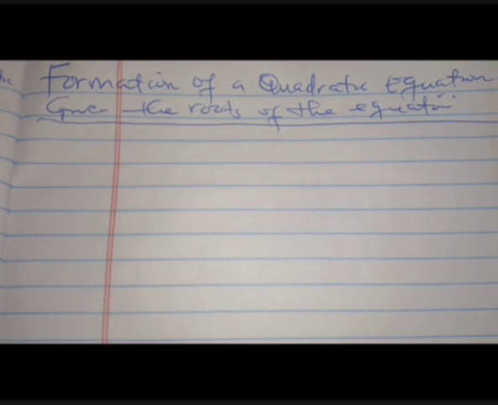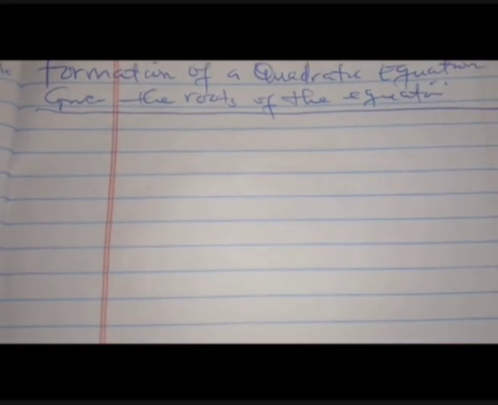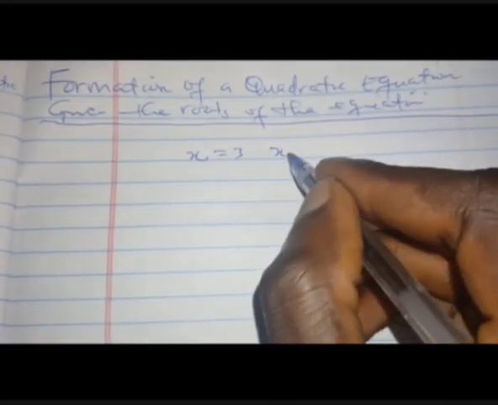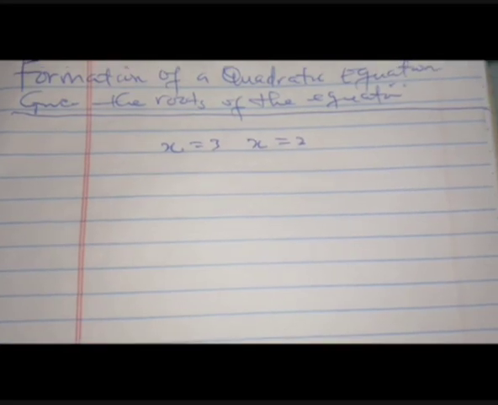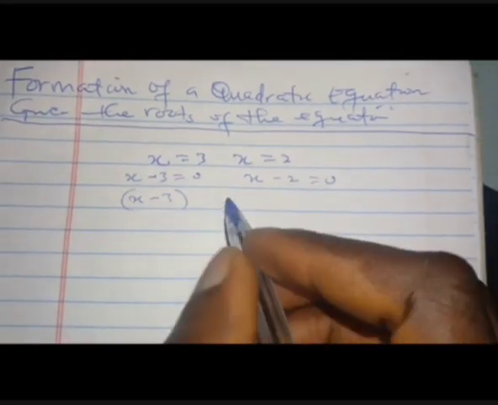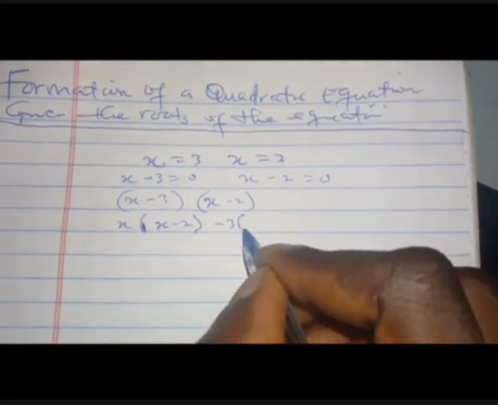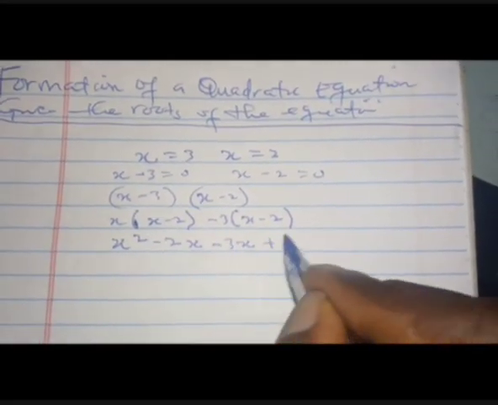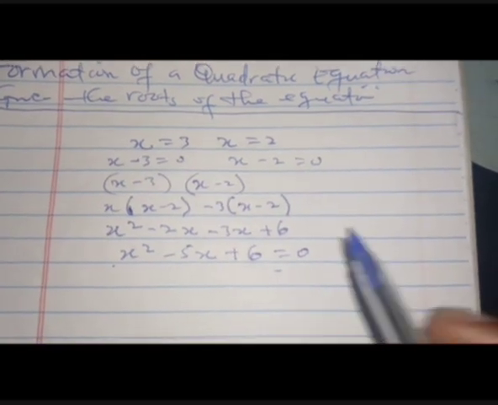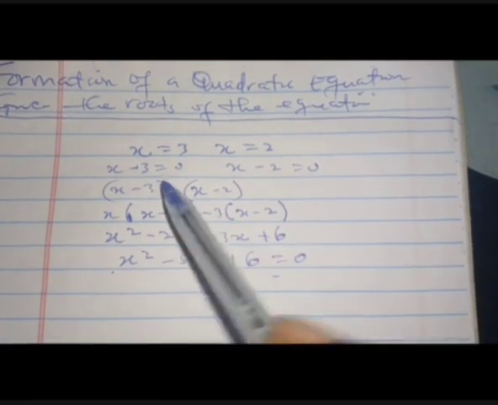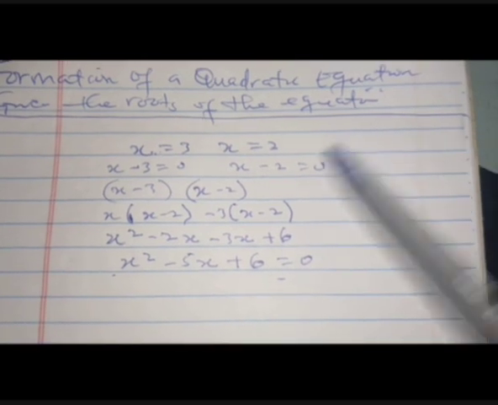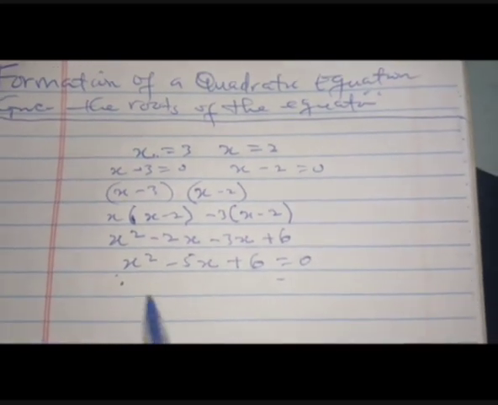Assuming we solved the quadratic equation using the factorization method, and then we ended up getting x to be 3 and then x to be 2. Now, let's try reversing this. We've been able to reverse it when the roots were given, when the answers were given. We are now able to reverse it to form the equation.